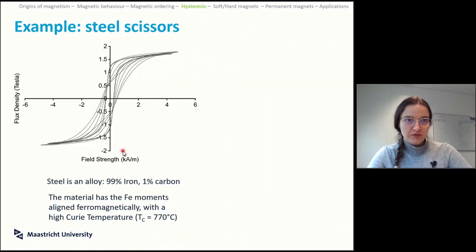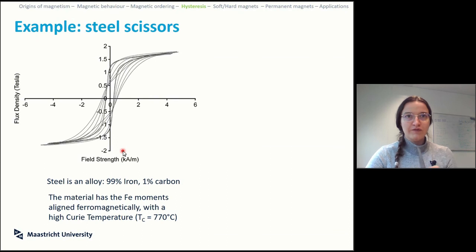And this is the example, for instance, of steel. Steel is an alloy, 99% iron, 1% carbon. So easily you can imagine that this will have plenty of magnetic moments to go around, and we'll be able to use them for some purpose. The Curie temperature of steel is incredibly high, 700 plus, almost 800 degrees Celsius. So you really need to heat steel a lot to bring it into paramagnetic behavior.